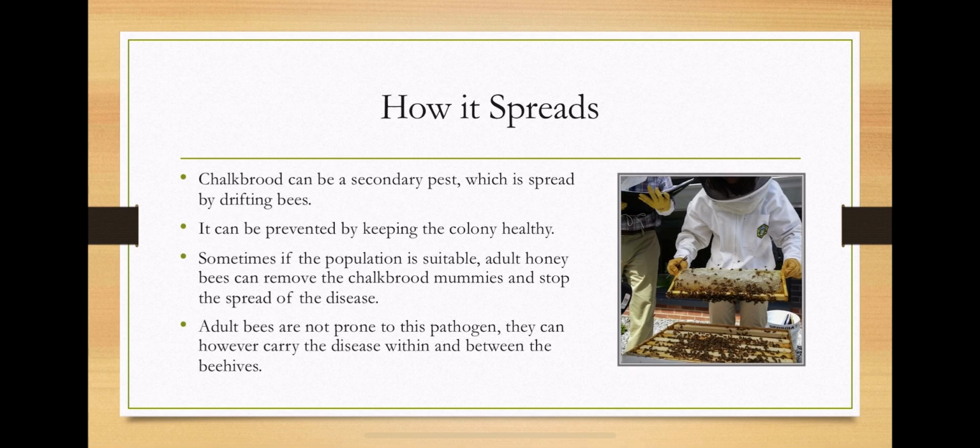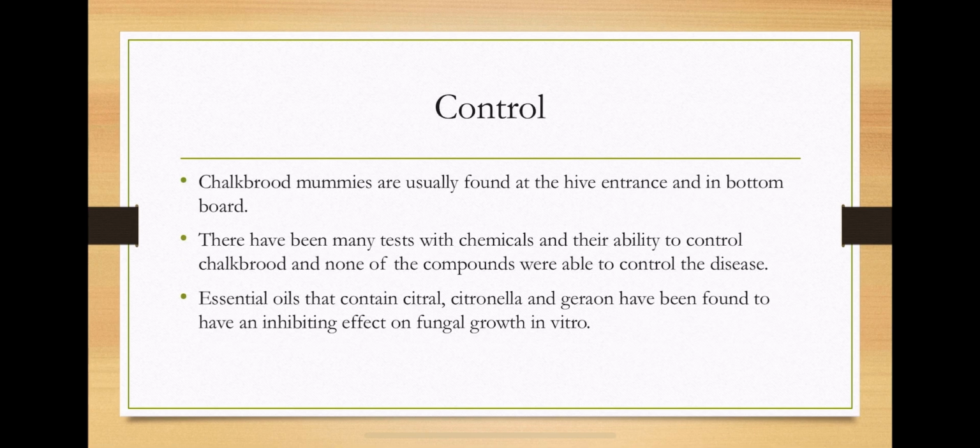How it spreads. Chalkbrood can be a secondary pest which is spread by drifting bees. It can be prevented by keeping the colony healthy. Sometimes, if the population is suitable, adult honeybees can remove the chalkbrood mummies and stop the spread of the disease. Adult bees are not prone to this pathogen. They can, however, carry the disease within and between the beehives. Chalkbrood mummies are usually found at the hive entrance and in the bottom board.